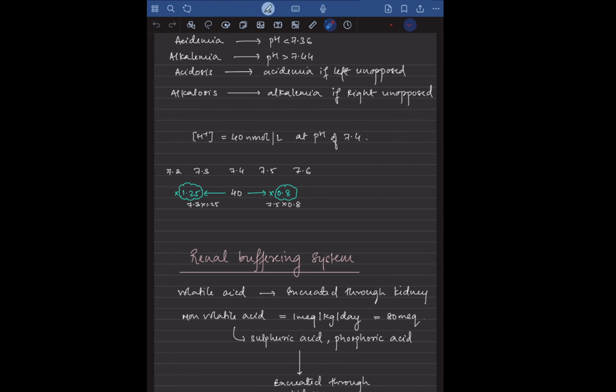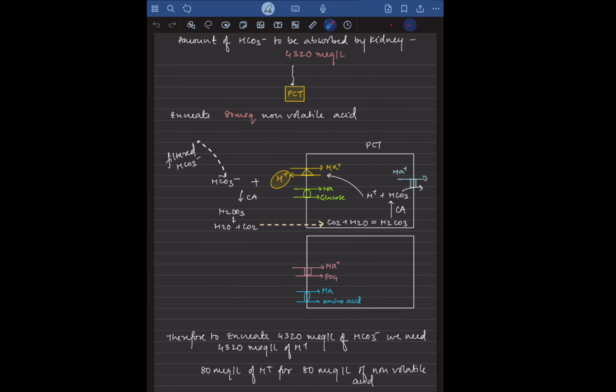Now let's jump into the renal buffering system. The renal buffering system is a slow one. There will be a volatile acid excreted through the lungs, and there could be a non-volatile acid, which is about 1 milliequivalent per kg per day, equal to 80 milliequivalents. That could be sulfuric acid, phosphoric acid, and so on, excreted through the kidneys. Now we need to excrete them out. How do we do that?